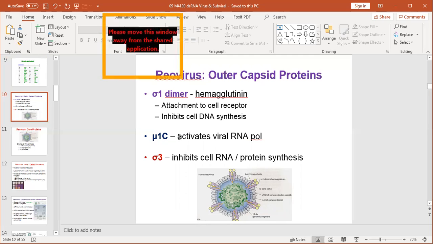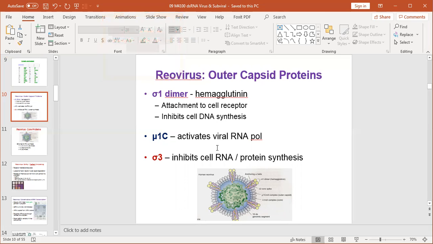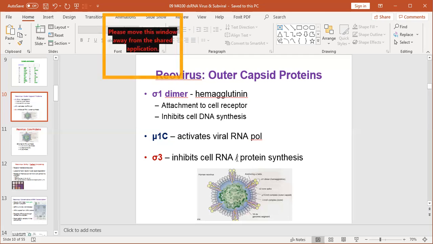Mu1C activates viral RNA polymerase enzyme, the enzyme that is required for replication and making more of the viral double-stranded RNA genome. So the genome is RNA. We need an RNA polymerase to make more of the RNA. And the last one is sigma 3 that inhibits host cell RNA production and subsequent protein synthesis.